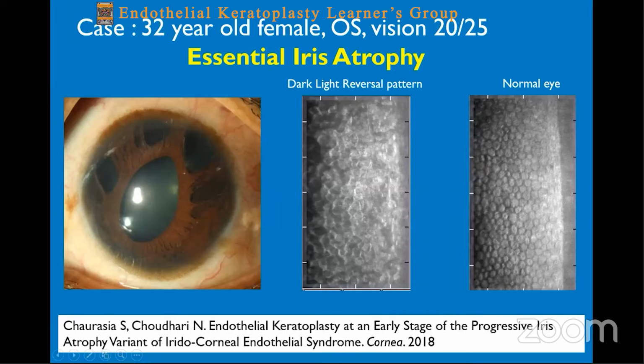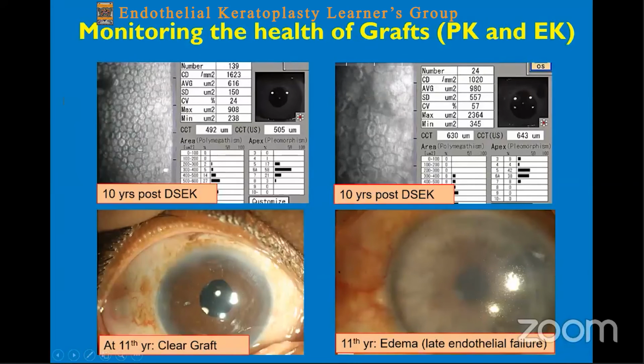Now, for monitoring of the health of the graft, both PK and EK, it is important to do a serial specular microscopy. This helps in knowing how well the graft is doing in the long term. Now, the top pictures show the specular microscopy images of two patients who were 10 years post-DSEK. The top left one shows a count of 1623.